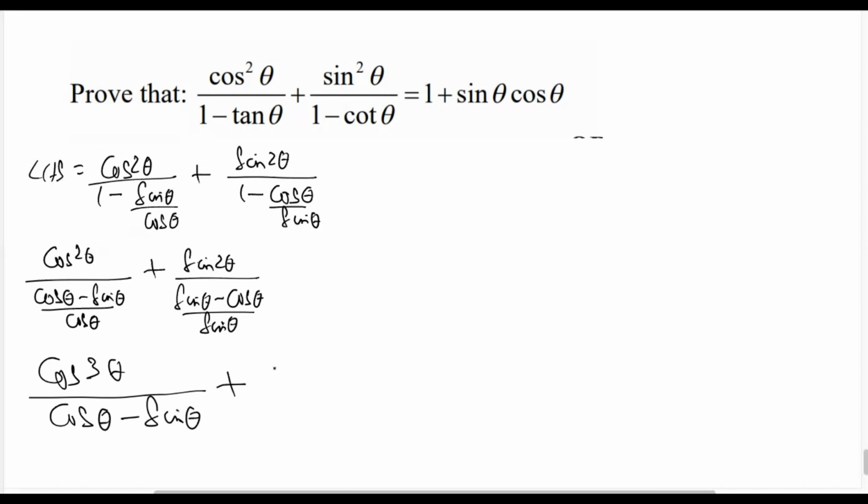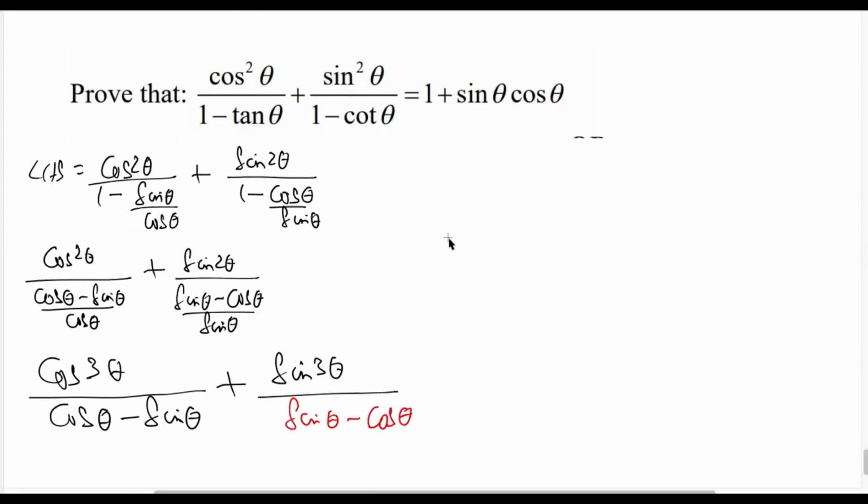We have a plus sign. Same I'm doing on the other side. So it should become sine cube theta, and this is sine theta minus cos theta. Now, this is an important thing that I want to say here: this is cos minus sine and the other is sine minus cos, right? The other is sine minus cos.